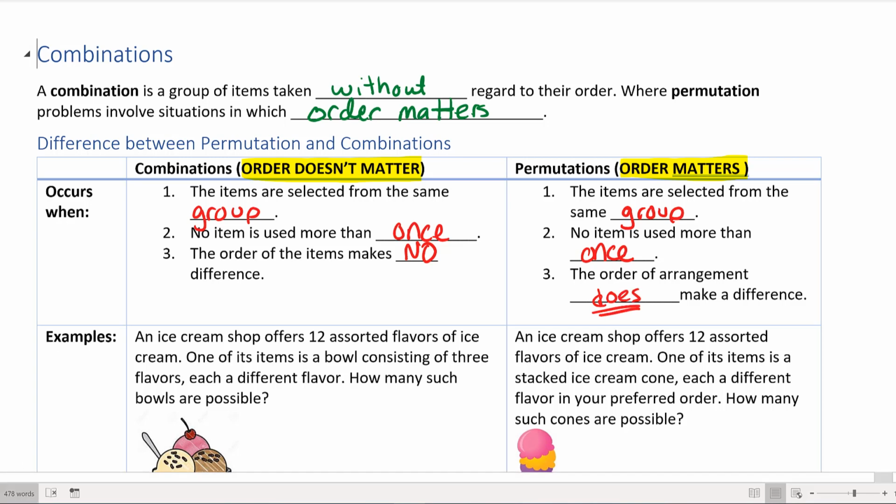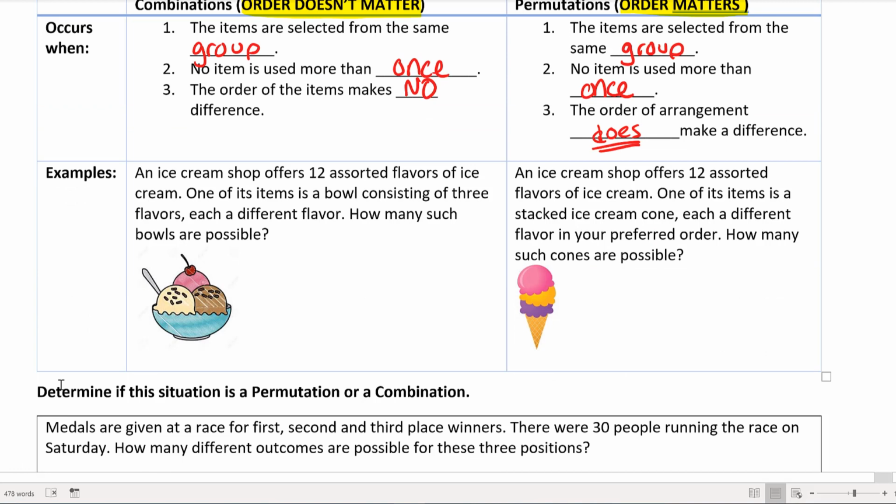So let me give you an example. An ice cream shop offers 12 assorted flavors of ice cream. One of its items is a bowl consisting of 3 flavors, each a different flavor. How many such bowls are possible? Condition 1 is satisfied because we're talking about the same group of 12 items, all of the ice creams being pulled from the same group. When you're picking your flavors, you can only use each flavor once.